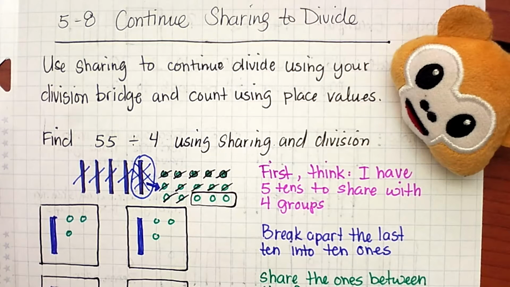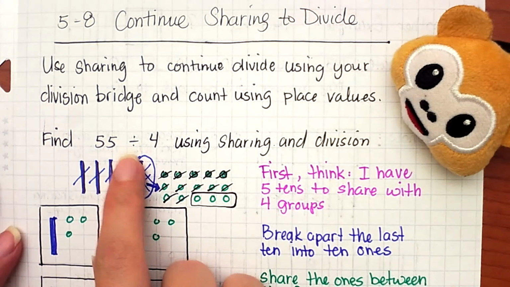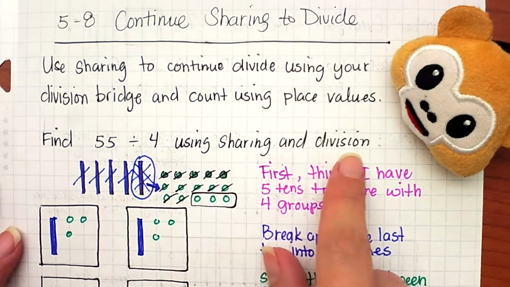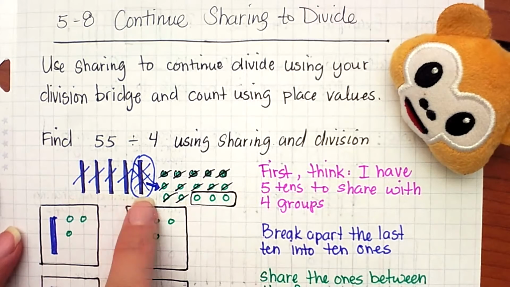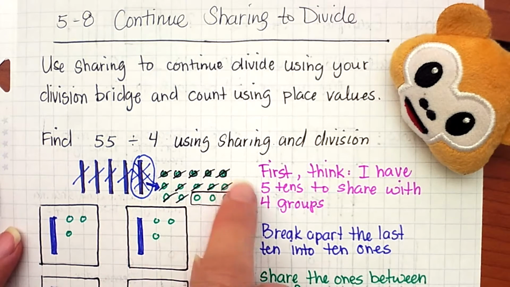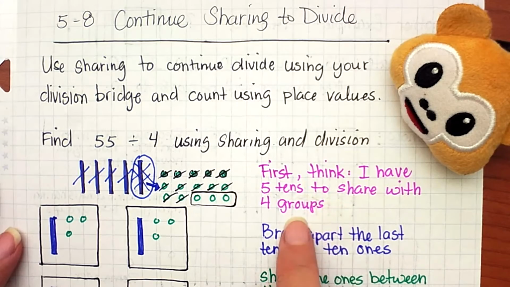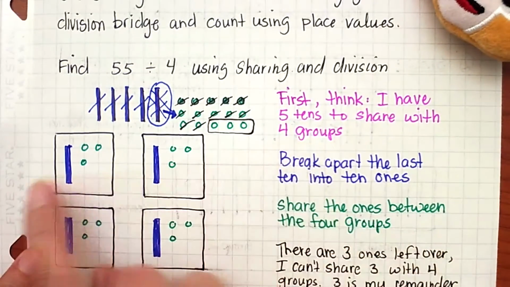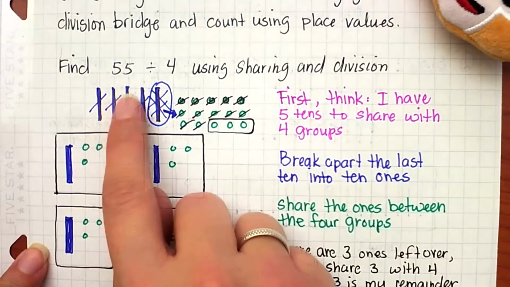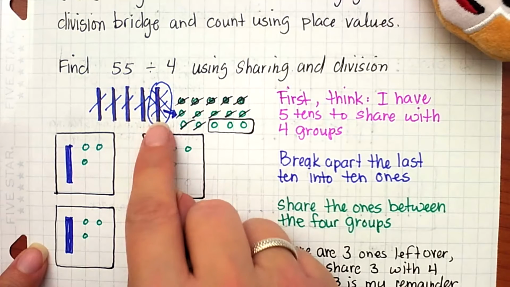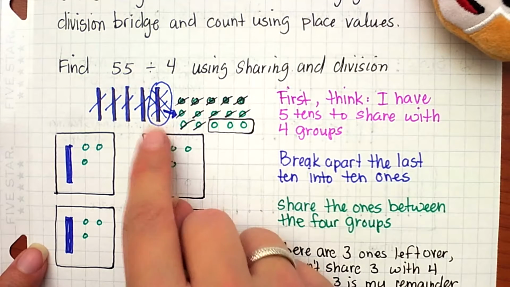So using sharing to continue dividing using your division bridge, and count using place values. So over here, if I have 55 divided by 4 and I want to use sharing and division, I drew my 50 and my 5 up here. So first thing, I have 5 tens to share with 4 groups. So I drew my 4 groups. So I put one of them in each group, right? I crossed them out as I used them. And then I had this 5th group left over, this 5th 10 rod.